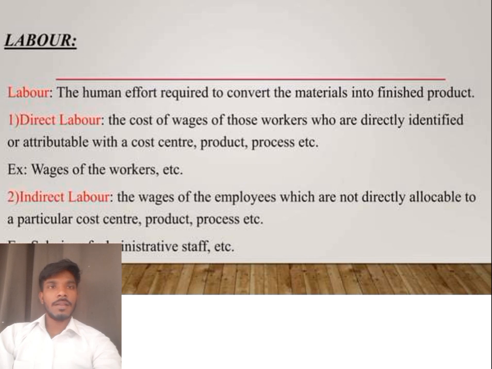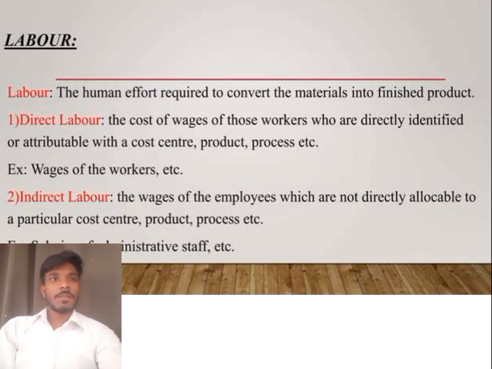Labor is the human effort required to convert the material into finished products. Direct labor is the cost of the wages of the workers who are directly attributable to the cost center, product, process, etc. Example: wages of the workers. Indirect labor is wages of the employees which are not directly allocatable to a particular cost center, product, or process.